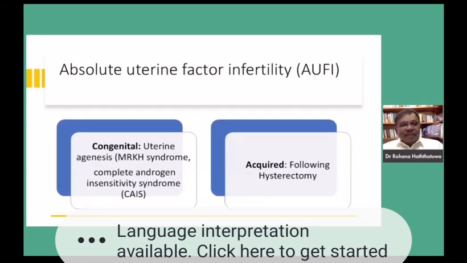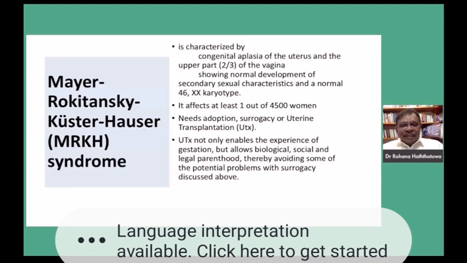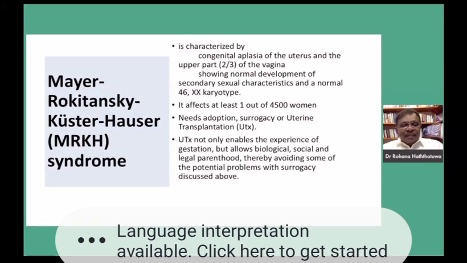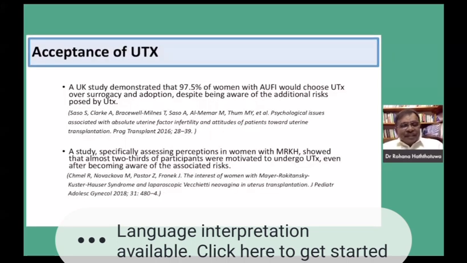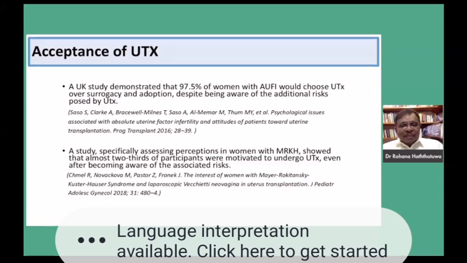When you consider absolute uterine factor infertility, you have the congenital form, uterine agenesis, MRK syndrome, and acquired, where you have hysterectomy. In MRK syndrome, there is congenital aplasia of the uterus, the upper two-thirds of the vagina, and it affects 1 in 4,500 women, needs adoption, surrogacy, or uterine transplantation. But in the UK, studies have shown that most women prefer uterine transplantation over surrogacy or adoption, despite being aware of the risk.